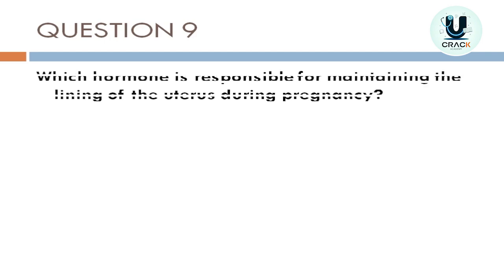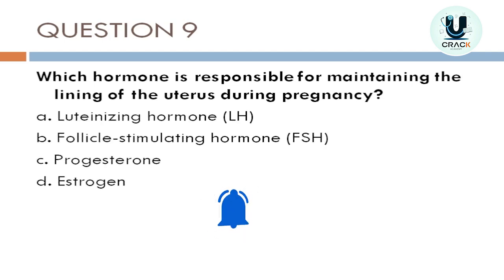Question number 9. Which hormone is responsible for maintaining the lining of the uterus during pregnancy? A. Luteinizing hormone, B. Follicle stimulating hormone, C. Progesterone, D. Estrogen. Answer: progesterone.